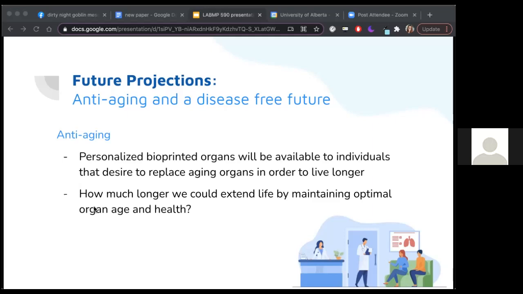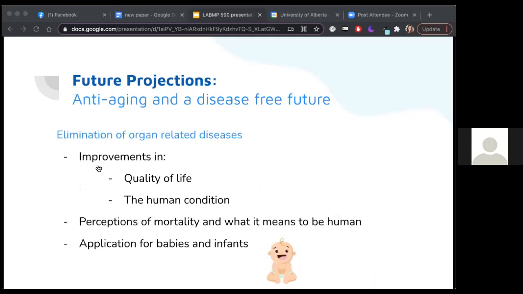Aging organs will be easily replaced, and this procedure could become as normal and popular as current cosmetic surgeries like nose jobs. This does beg the question as to how much longer we could actually extend our lives by maintaining optimal organ age and health. Additionally, bioprinted organs are a strategy to completely eliminate organ-related diseases since we're able to replace the diseased organs. Overall, this will greatly improve quality of life and can greatly improve the human condition.